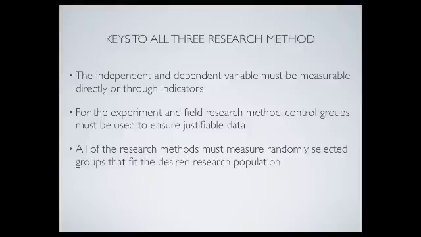So now a couple keys to all three of these research methods. The independent and dependent variable must be measurable directly or through indicators, as is the case with our alcohol consumption and aggressive behavior. For the experiment and field research method, control groups must be used to ensure justifiable data, to make sure that the same level of aggressive behavior found in the experimental group would not have been found in a group that had not consumed alcohol. And all of the research methods must measure randomly selected groups that fit the desired research population.